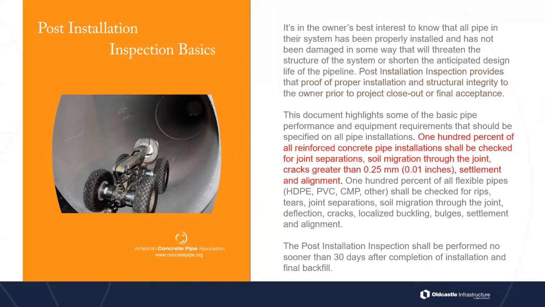So in this report, in this recommendation, it says 100% of all reinforced concrete pipe installations should be checked for joint separation, soil migration through the joint, cracks greater than 0.01 inches, or settlement and alignment. It also recommends that 100% of all flexible pipes, whether that's HDPE, PVC, CMP, polypropylene, or other flexible pipes, whether they're metal or plastic, should be checked for rips, tears, joint separation, soil migration through the joint, deflection, cracks, localized buckling, bulges, settlement, and alignment.